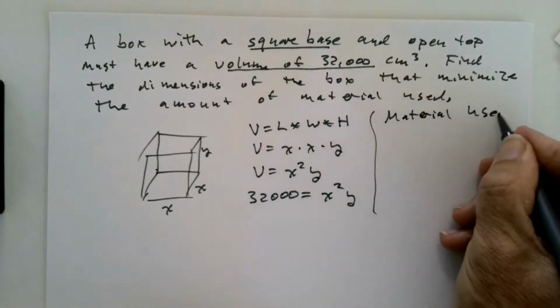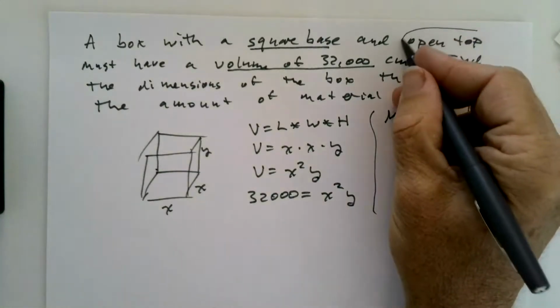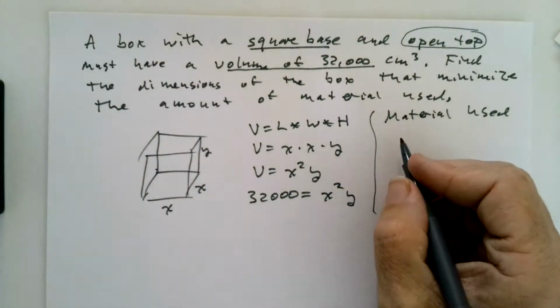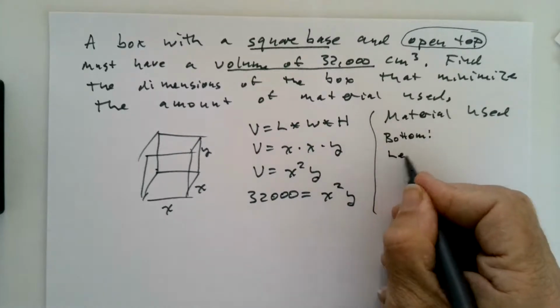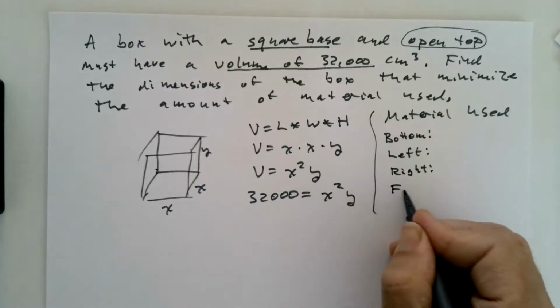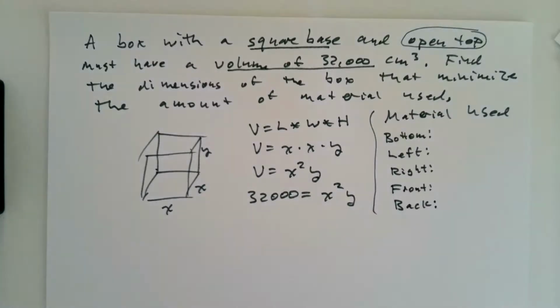So how do I figure the amount of material used? Looking at my picture, I have an open top. That's important for us to recognize, so there is no top. But I have a bottom, left side, right side, front side, back side. Bottom, left, right, front, back. So this box has 5 different sides.